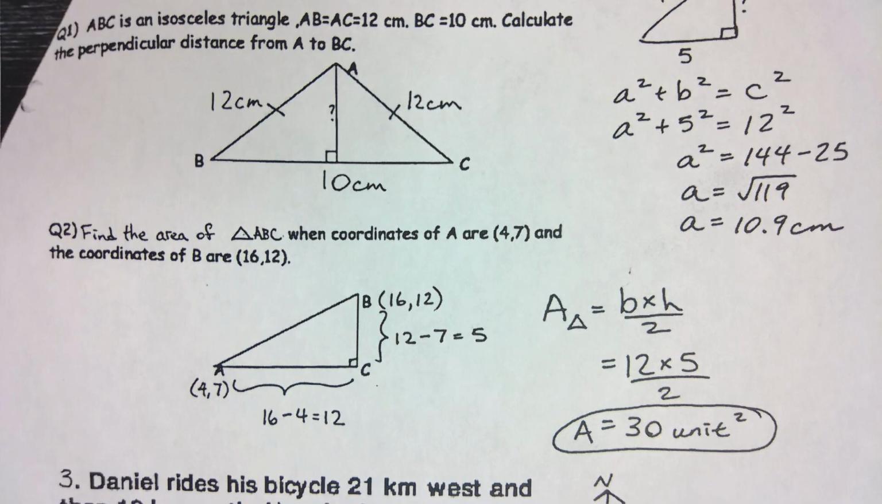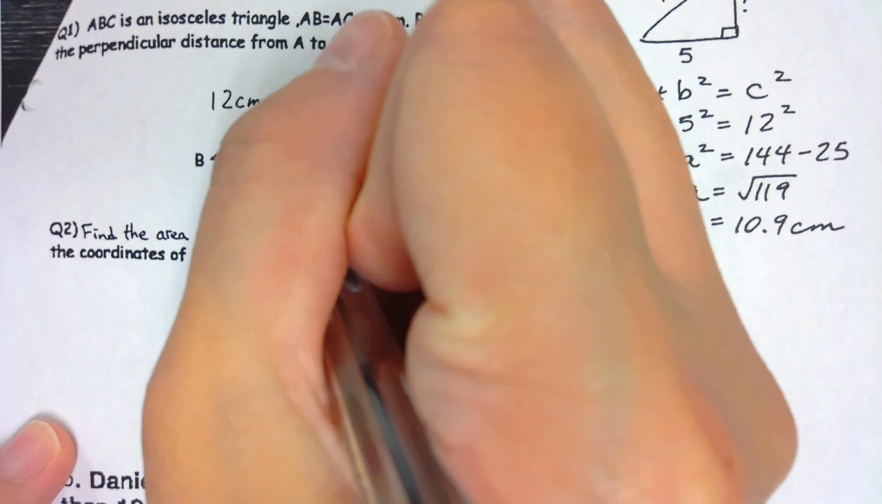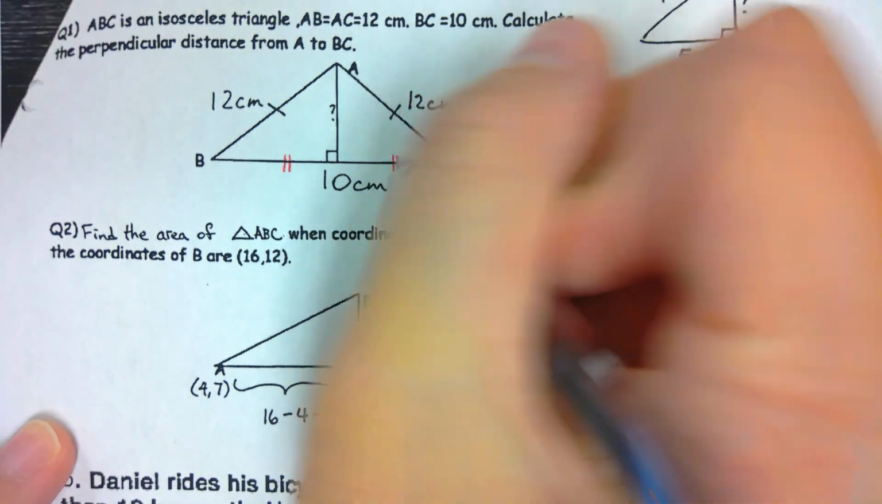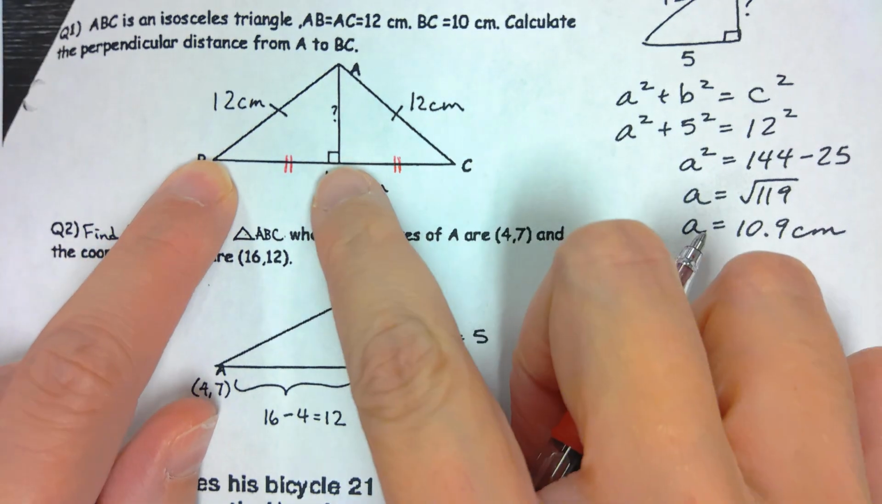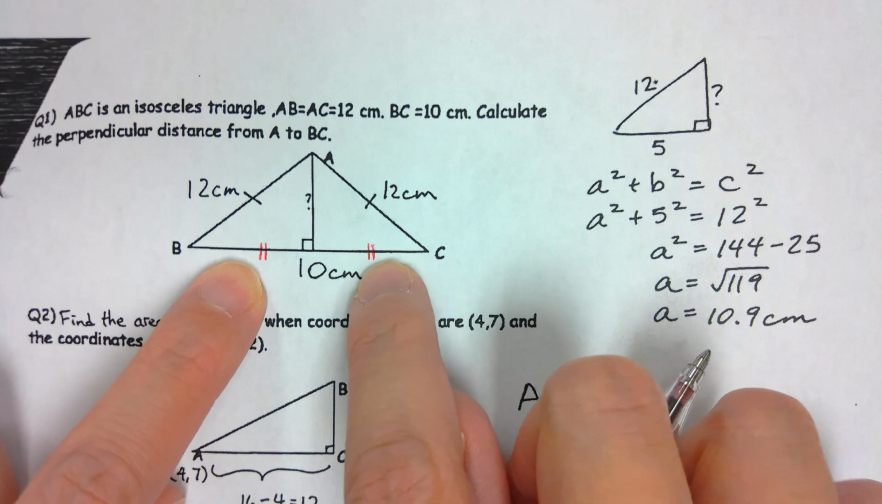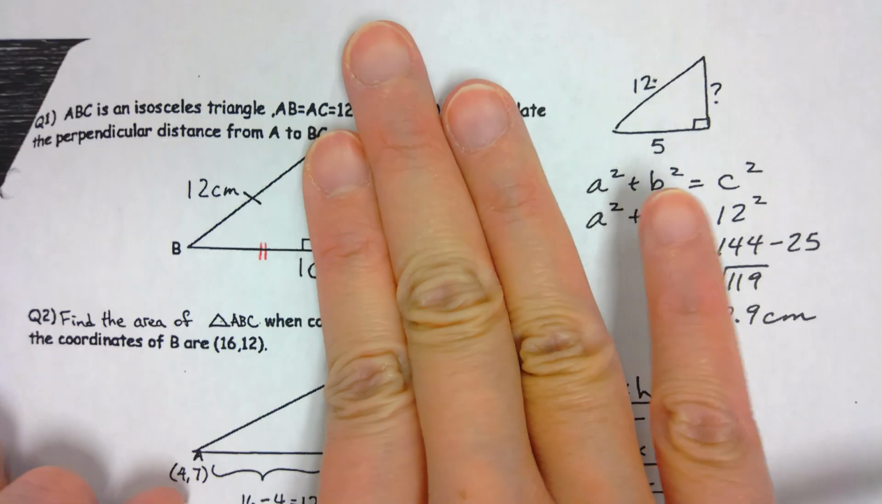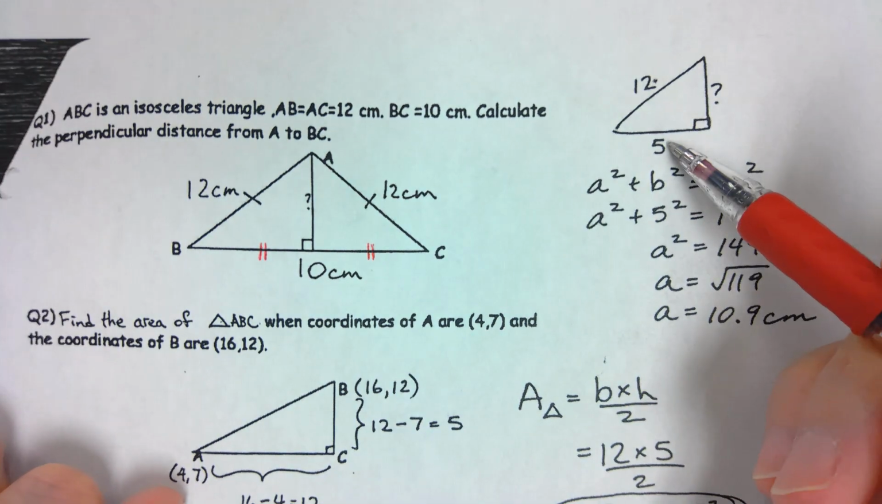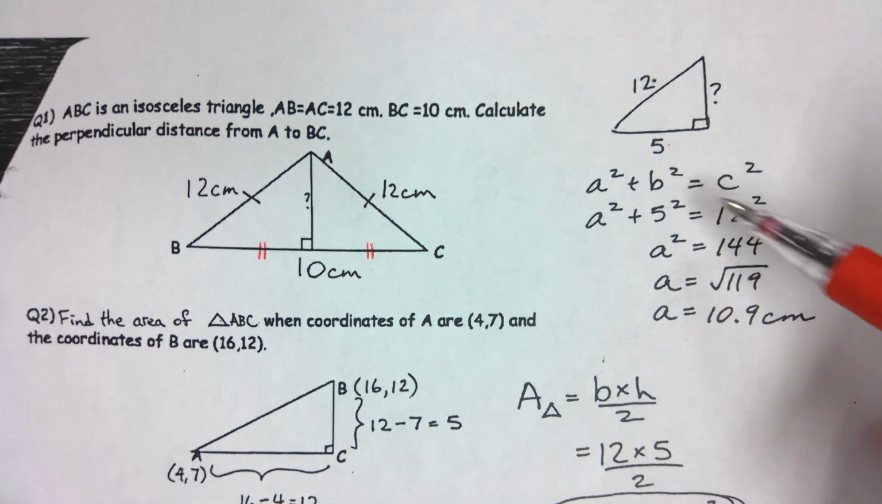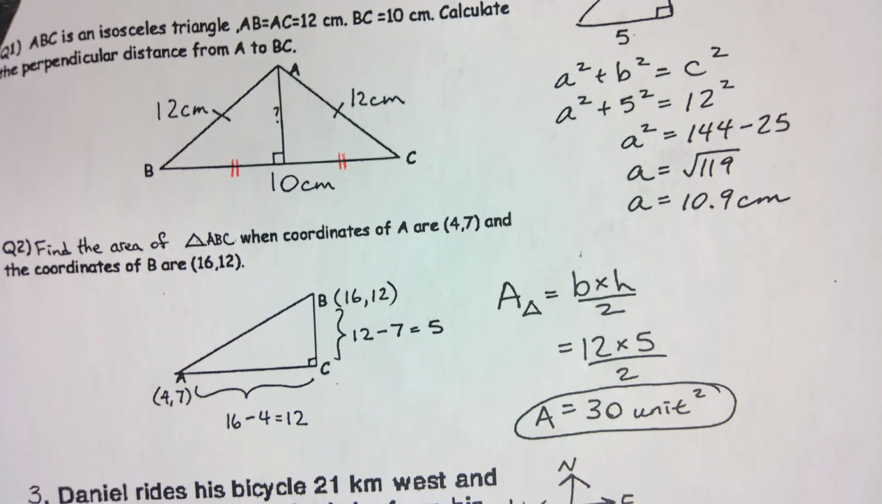Yep, Melody? Perpendicular bisector. That's it. Yeah, so it bisects the BC into two equal parts. So that means right here, this is 5, this is 5. So to use Pythagorean theorem, I have to use a right angle triangle. So again, that's why it's half the base. Okay, plugging it in, using Pythagorean theorem, you get the 10.9.